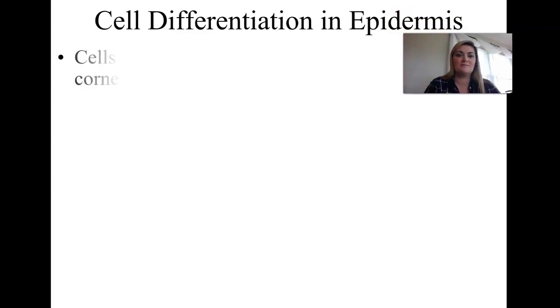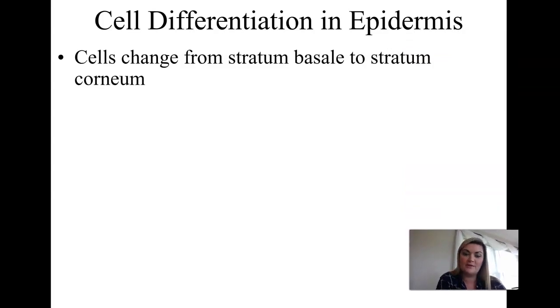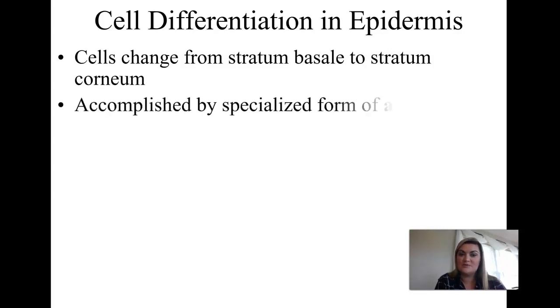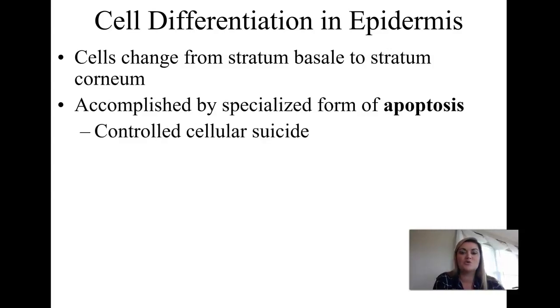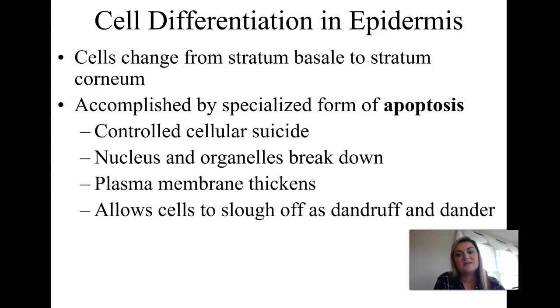Cell differentiation in the epidermis. You're going to have cells that change from the stratum basale to the stratum corneum layer as they go up. Remember, they're going to start to die out, become keratinized, and they're going to lose their nucleus, and then you would eventually shed those. It's accomplished by a specialized form of apoptosis. Apoptosis, if you remember from regular biology, is going to be cell death. So it's a controlled cellular suicide. The nucleus and organelles are going to start to break down. The plasma membrane is going to start to thicken, and it's going to allow those cells to slough off as dandruff and dander.